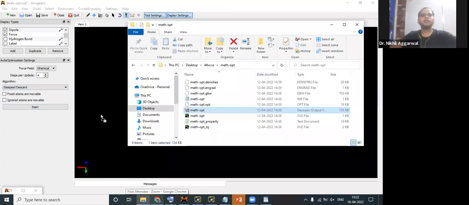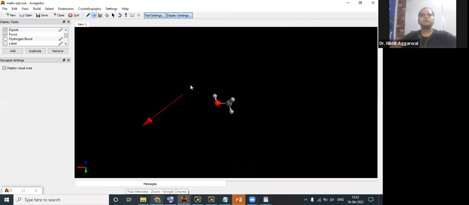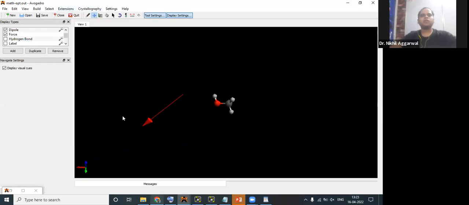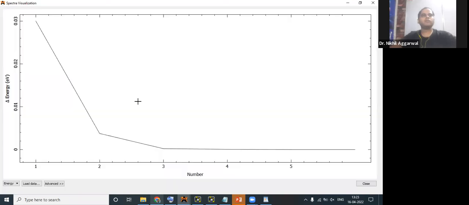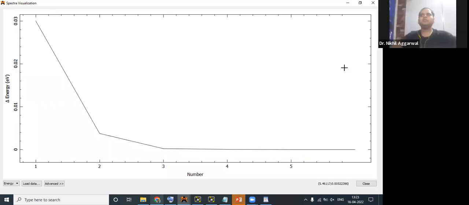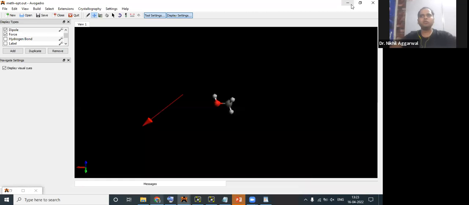Let me drag and click on the extension tab. I think the spectra window should open now. Yeah, it's over here. In this window, we can see that when we have drawn the molecular structure, the software has tried to decrease the energy of your molecular system. Eventually, after the 6th or 4th step, the energy of my system became constant. At that time, the software said, okay, we are done with the optimization. That's how we are doing the optimization of the molecule.